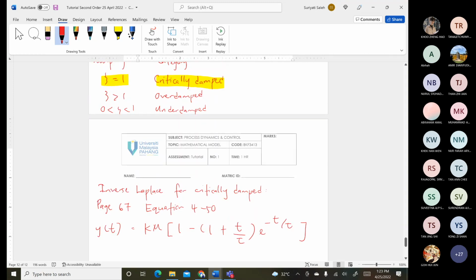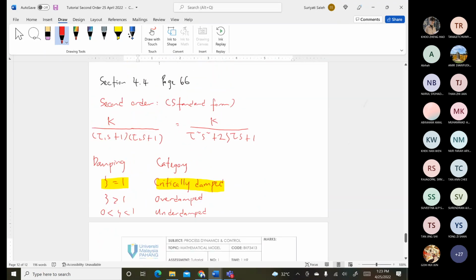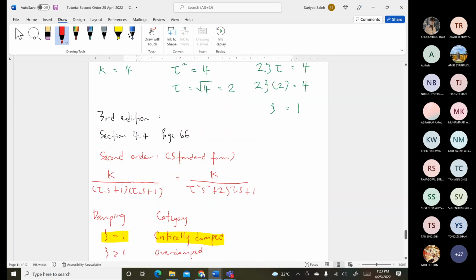Since this one is critically damped, this is our inverse Laplace equation. You don't need to do the inverse Laplace manually. You just take the ready-made equation. That's why in this case, it's important to get the standard form of second order. In this way, once you obtain the damping, you can straight away take the inverse Laplace transform.